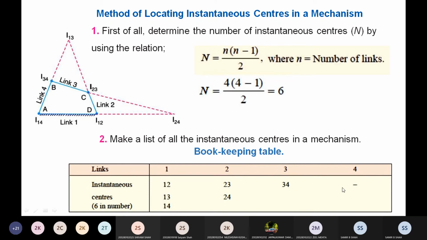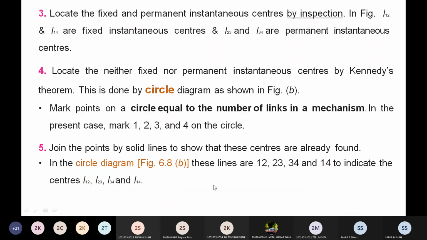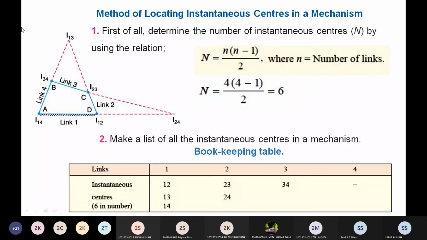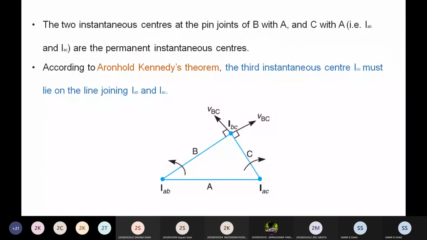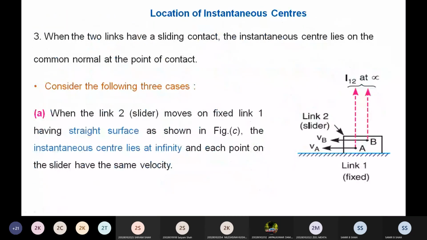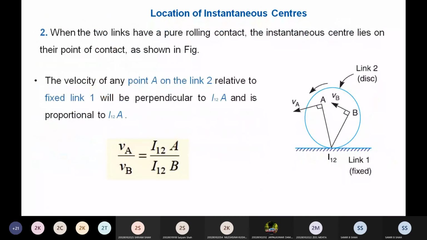There is no I45 or I46 like that. So on this basis, we generate or keep the I centers stable. Now locate the fixed and permanent I centers by inspection. This is very important. By inspection, you have to check whether it is fixed, whether it is curvature, whether it is sliding.